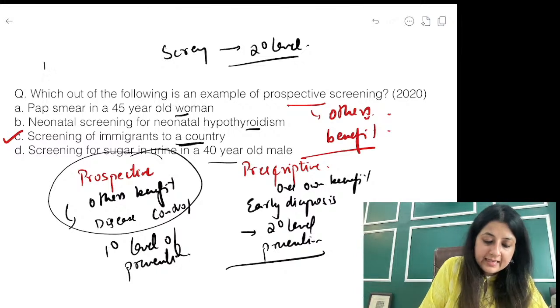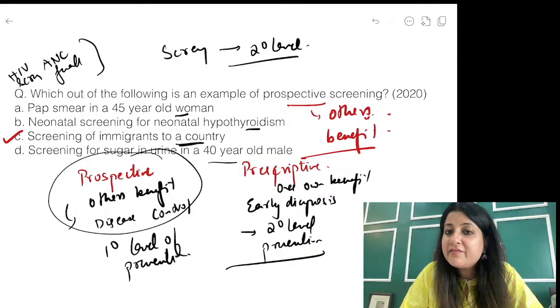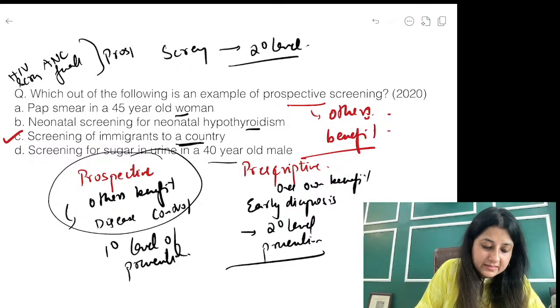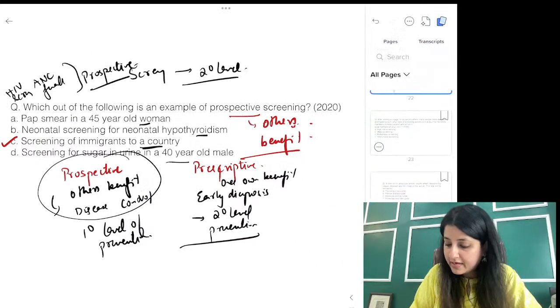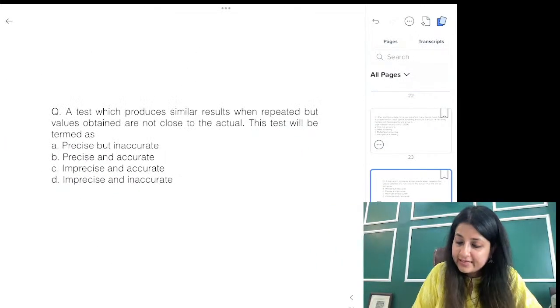ठीक है. ANC चेकअप, HIV स्क्रीनिंग, ANC फीमेल, किस तरीके का स्क्रीनिंग है? HIV test in an ANC female is which type of screening? It is for the benefit of the baby. This is prospective. It is for the benefit of the baby. All right, so that is prospective. Okay, let's see another question.